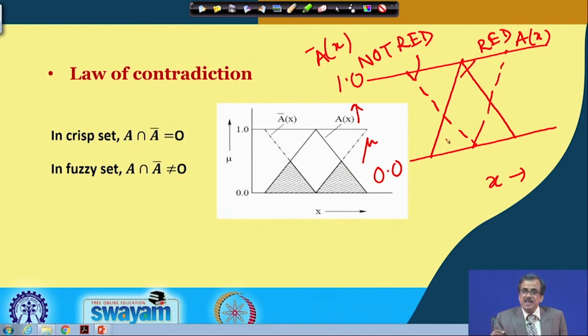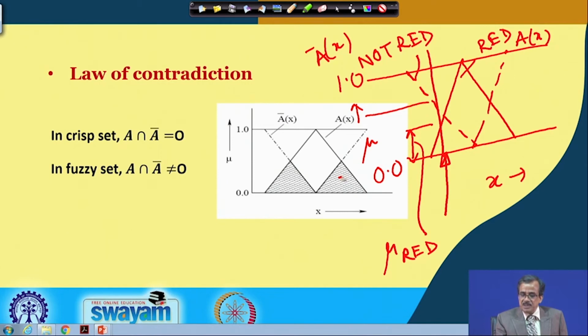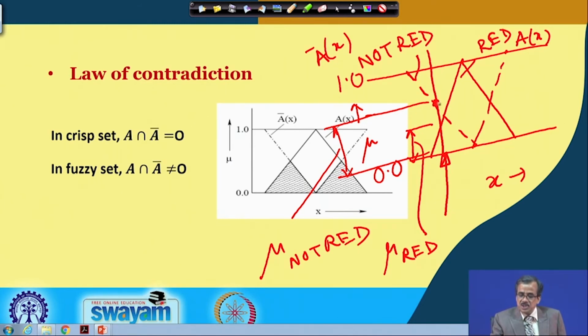Now, supposing that I am considering a particular color, and I am going to give a statement whether it is red or not red, or if it is red, with what membership function value. Corresponding to this value of x, or the color, we try to find out the mu. This particular value of mu is that it is red with the membership function value, say mu red, and it is the same color, it is not red with another membership function value, mu not red.